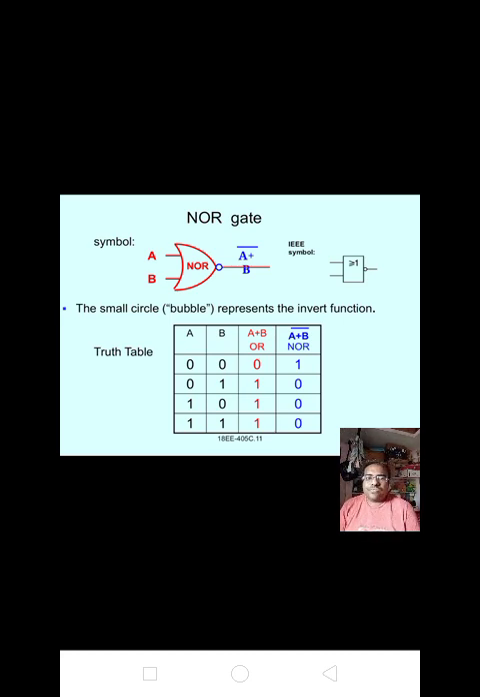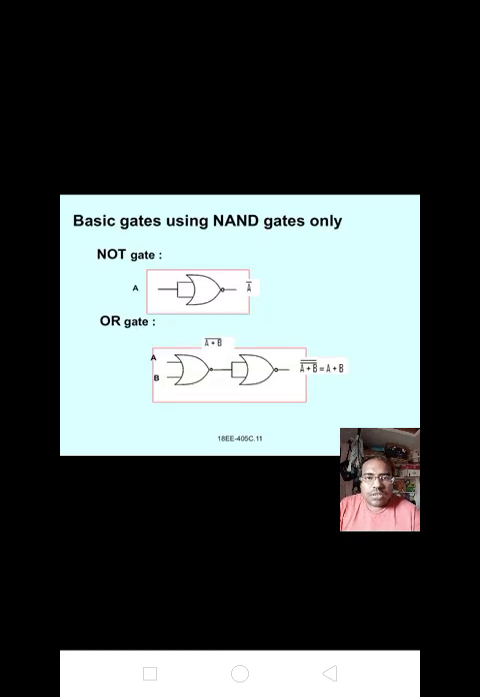Okay. Now, basic gates using NOR gates only. There is a spelling mistake, that is NAND. No, it is NOR gates only. Please make a change in it. For the NOT gate combination, we are giving only one single input to the NOR gate. We get the output Y equal to A bar.